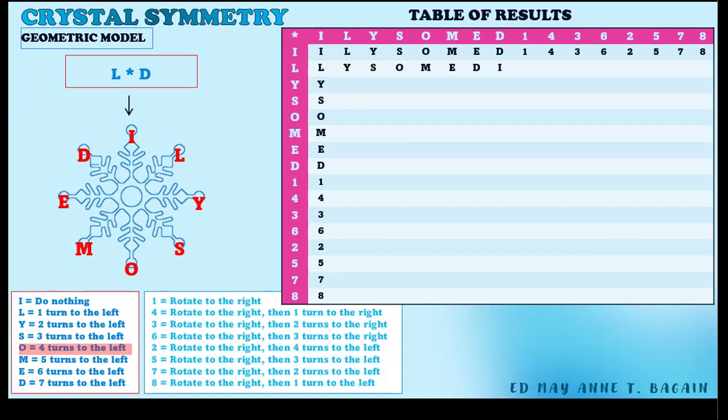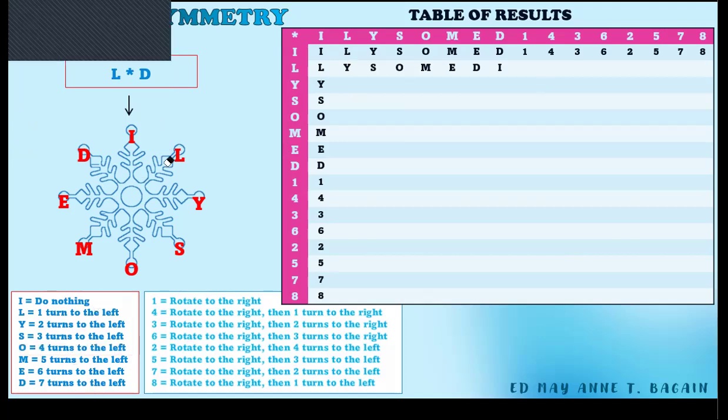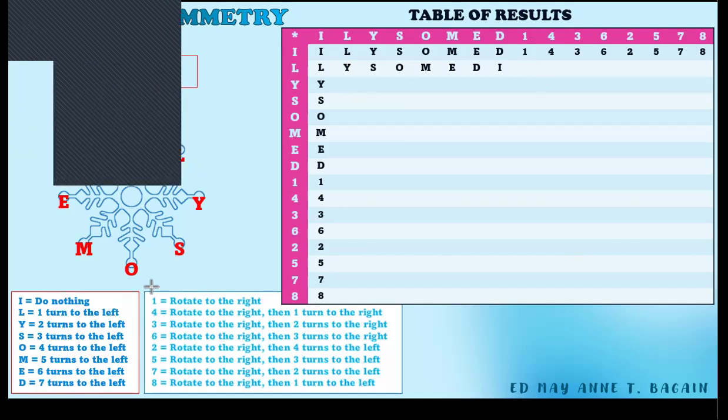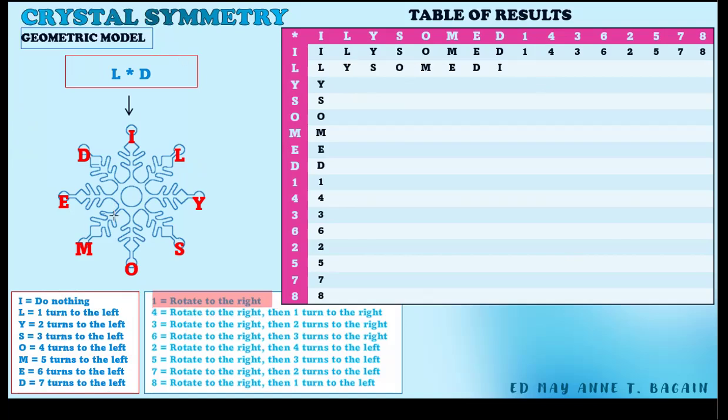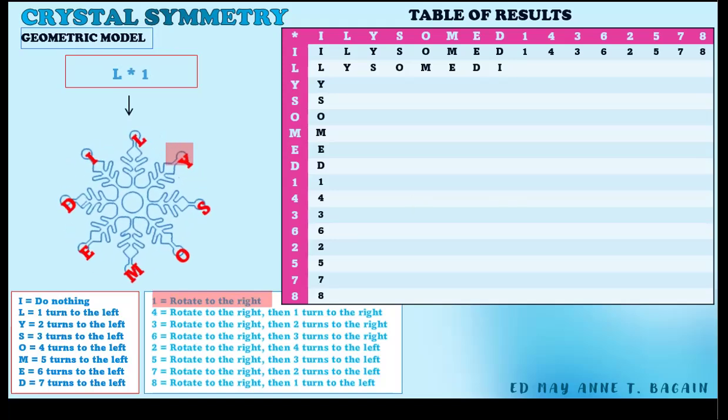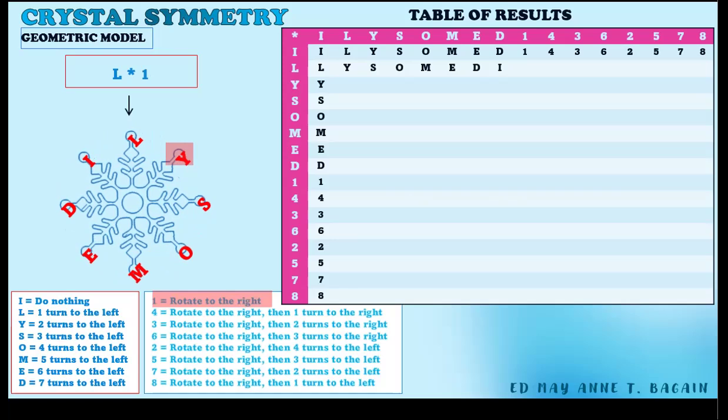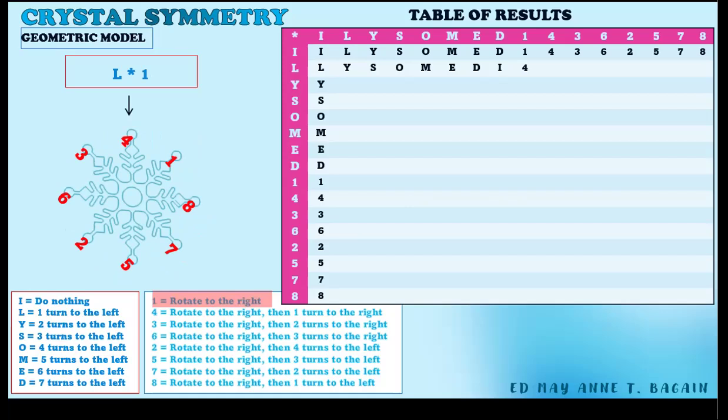Okay, now that we are already familiar with that, let's move forward with L star 1. If you're already looking at L, which is the one turn to the left, we're already looking here. We will be doing the move for 1. What is the move for 1? It would be rotate to the right. So looking at the L, and then if we twist it, what is the number at the back of L? Let's check what would be the L star 1, which is rotate to the right or flip. We have 4. Okay, so that would be the answer.